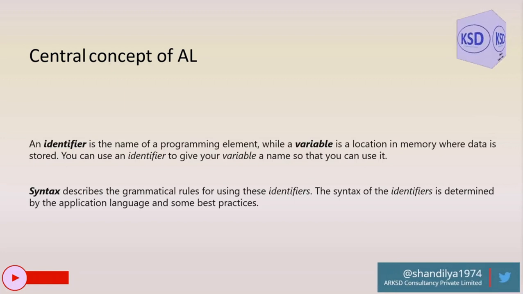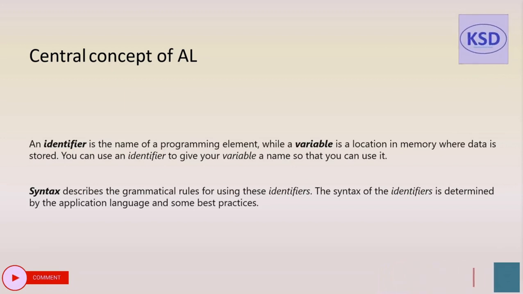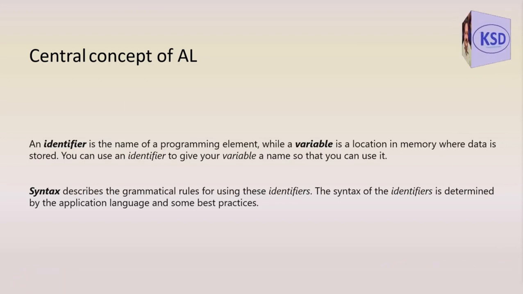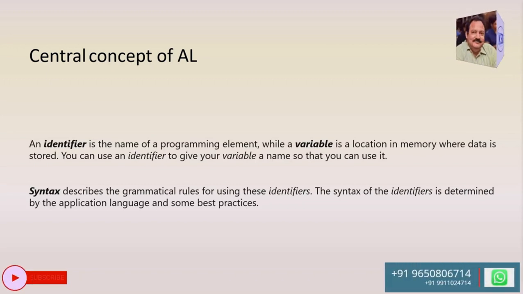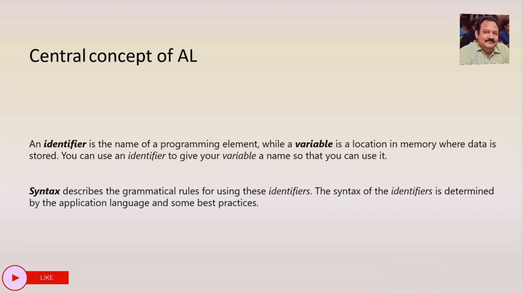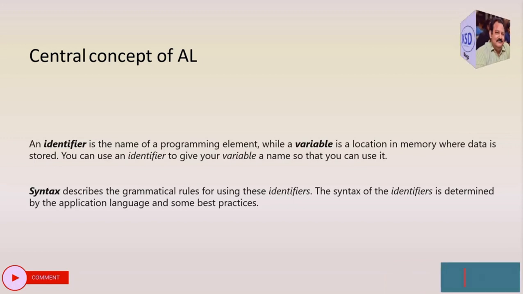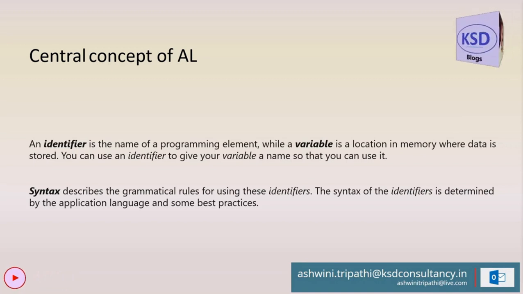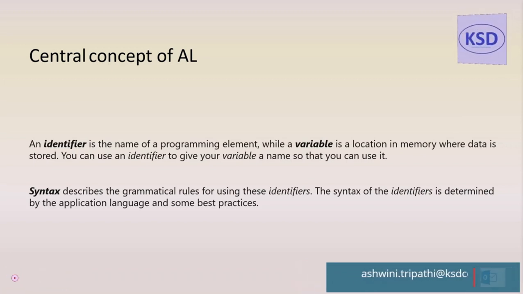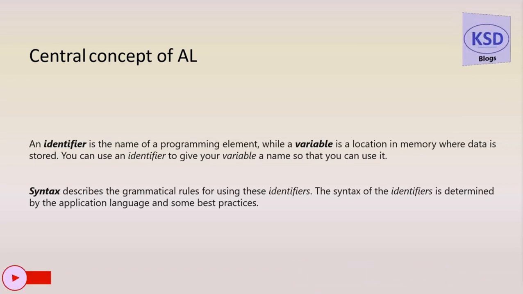A few grammatical rules are in place for using identifiers. Within one object, all identifiers must be unique. Like if you have 4 or 5 variables and you give the same name to all the variables, how will the system identify which particular variable you want to refer to? So any identifiers you use in your system should be unique.